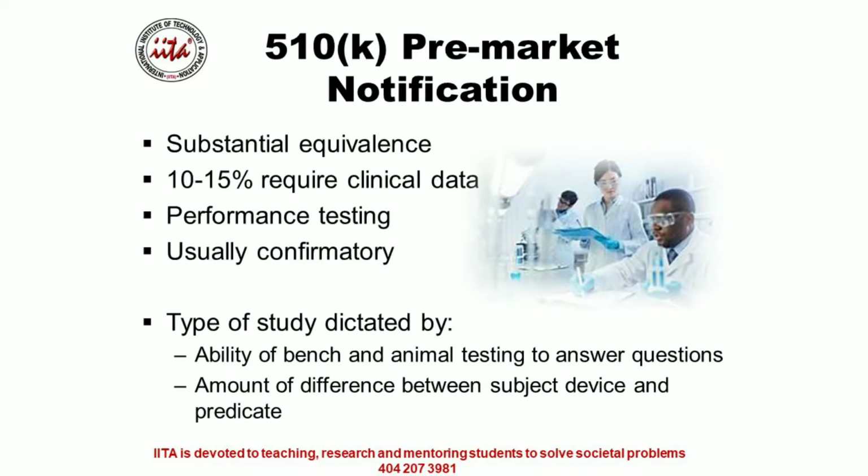510K pre-market notification. This is substantial equivalence, and 10 to 15% require clinical data, performance testing, and it's usually confirmatory. This is a type of study dictated by the ability of bench and animal testing to answer questions, the amount of difference between the subject device and predicate.